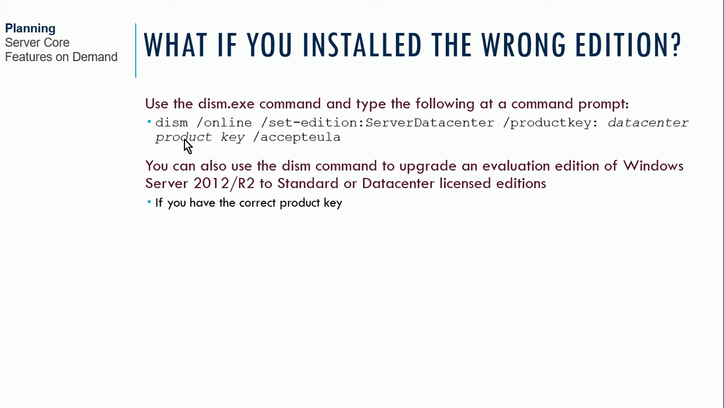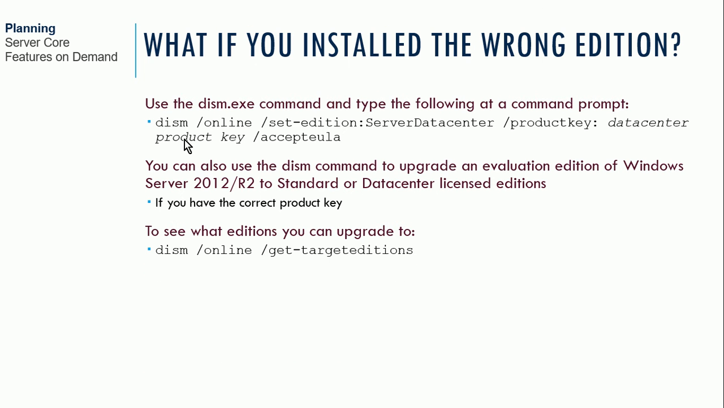You can also use the DISM command to upgrade an evaluation edition of Windows Server to the standard or datacenter licensed editions. Once you have a product key, you can use that command to convert to a full version of the operating system. To see what editions you are eligible to upgrade to, you're going to use the DISM command that you see here, and that will tell you. The get target editions option is going to show you the editions that you're able to install.